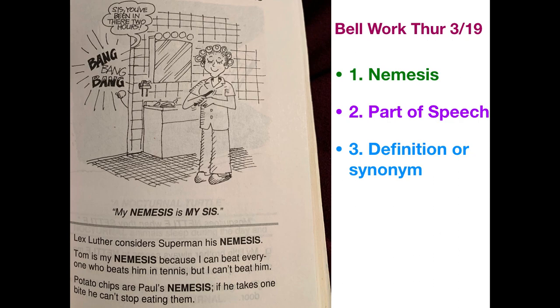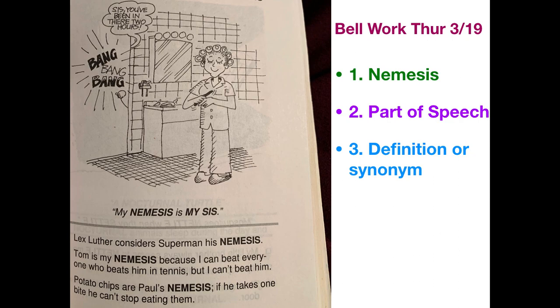Tom is my nemesis because I can beat everyone who beats him in tennis, but I can't beat him. Okay. If I couldn't beat someone in tennis, I'd probably be frustrated. Okay. Potato chips are Paul's nemesis. If he takes one bite, he can't stop eating them. It sounds like Paul doesn't want to keep eating the chips. So the chips are something negative towards him.